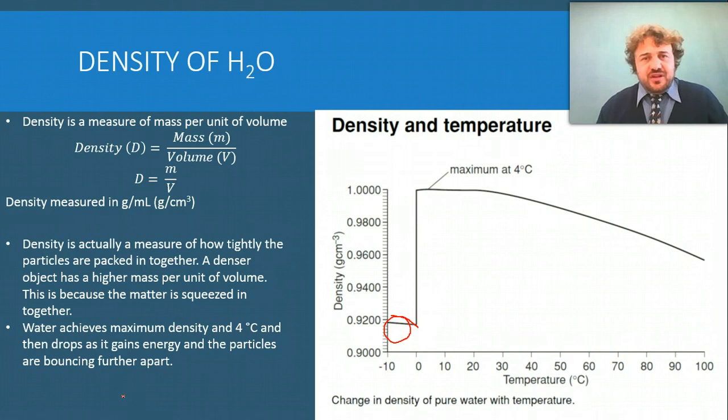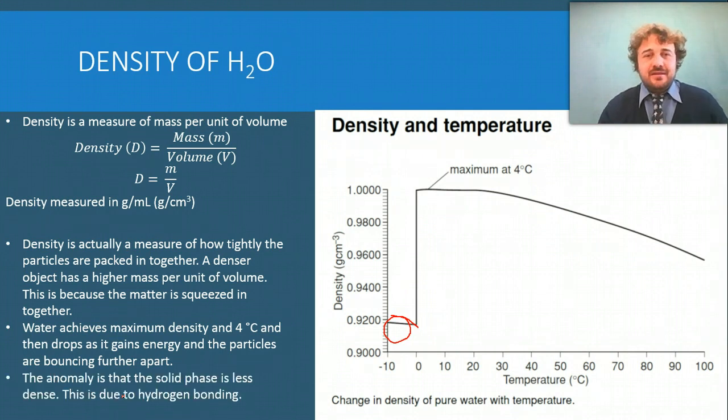Now, think about it. Generally, if you freeze something, the particles contract, they come together, and it gets more dense because they're closer together. This is why solids shrink as you freeze them, and when you heat them, they expand till they melt. As you melt most solids, their volume increases and their density decreases, because the number of particles stays the same. Well, ice is different. Ice melts, but gets denser, and that's weird.